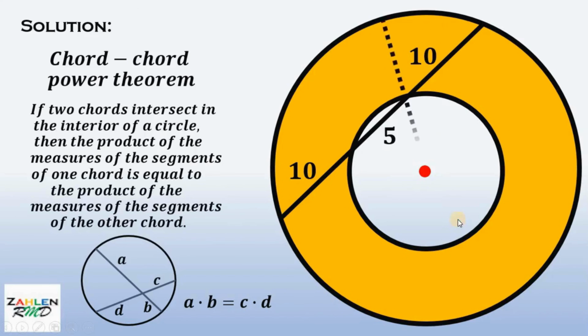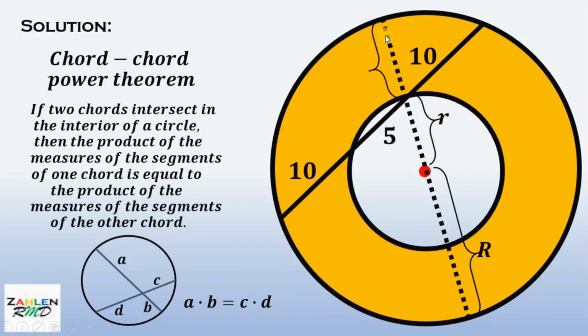Then, we need to create a diameter like this. Make sure that this diameter intersects this chord exactly at the point on the small circle. Next, let capital R be the radius of the big circle and small r be the radius of the small circle. Now the question is, what is the measure of this length? Now surprisingly, it is the difference between the capital R, the radius of the big circle, and the radius of the small circle. Therefore, it is capital R minus small r.